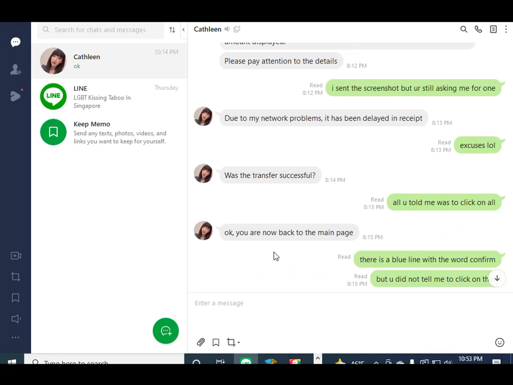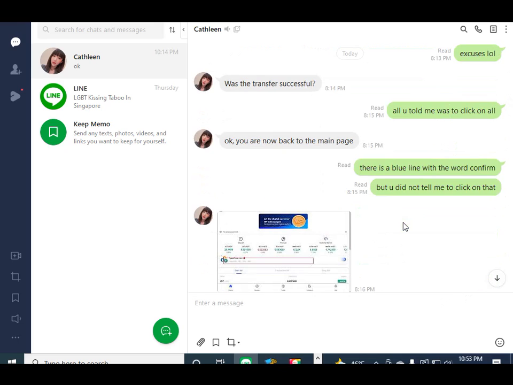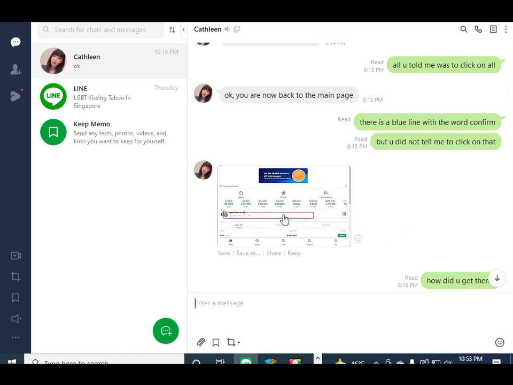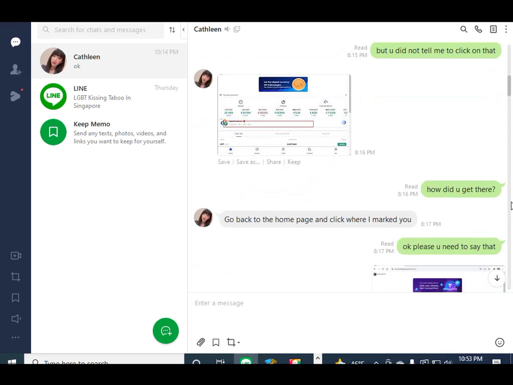Okay, you are now back to the main page. There is a blue line with the word confirm, but you did not tell me to click on that. So there's where she clicked right there. See? And if you click like this, it would tend to come up, right? Let's see. It doesn't open up. There. Wow. Normally this opens up so you can see what I'm talking about. It gets bigger. Alright. I asked her, how did you get there?